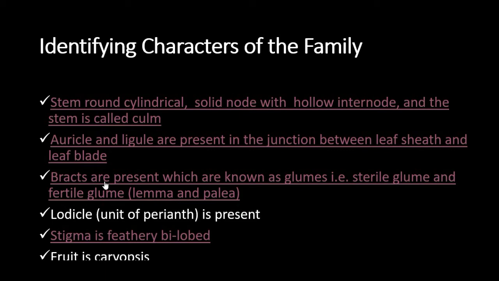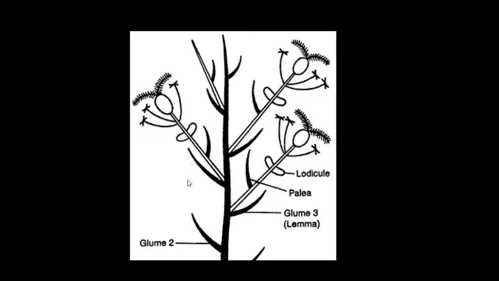Number three identifying character is that bracts are present, which are known as glumes. Two types of glumes can be found in the family Poaceae: number one, sterile glumes, and number two, fertile glumes. Fertile glumes have two parts, the lemma and the palea. You can see the image of the glumes.